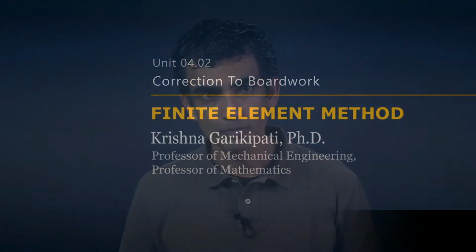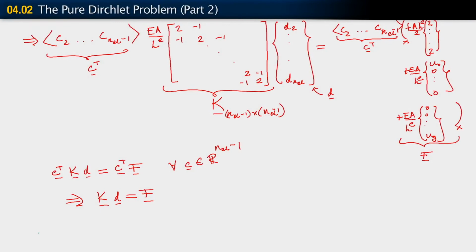There was an error in board work that I made on this slide, and what I'm going to do right now is just fix it directly on the slide. The equation in question is this matrix vector weak form, and it appears at the top of the slide right here. That's the equation we're going to fix, and the correction is a very small one, fortunately.